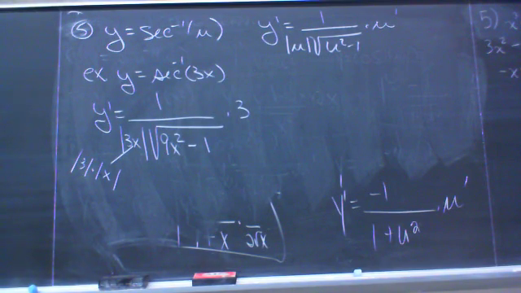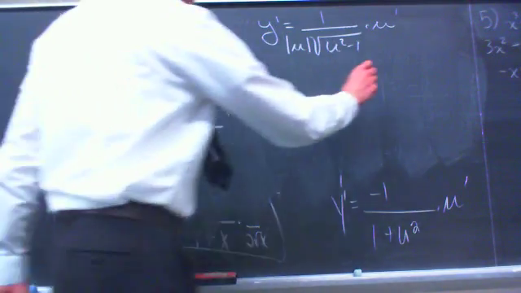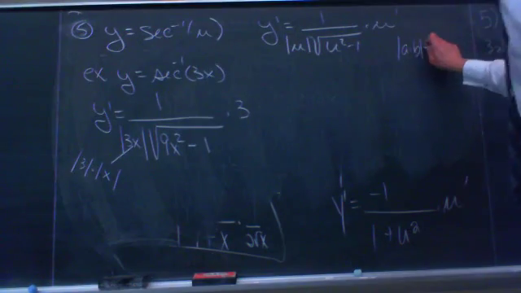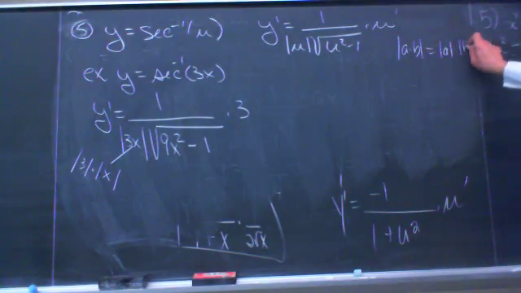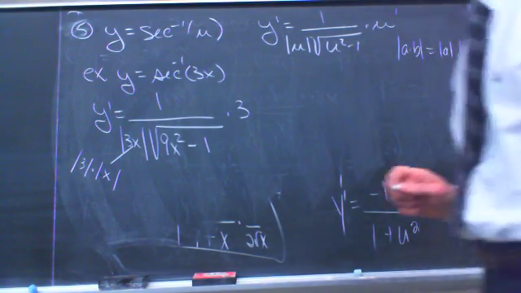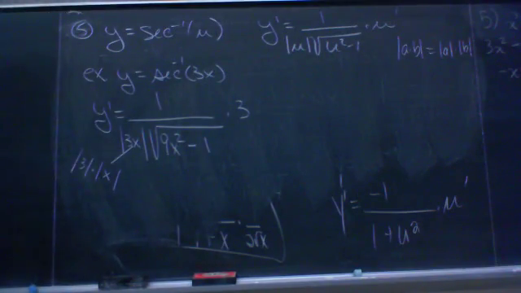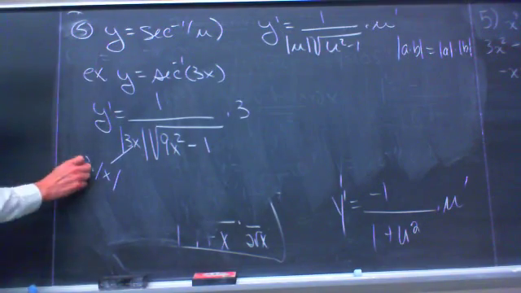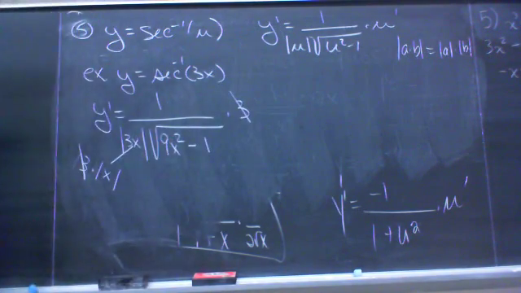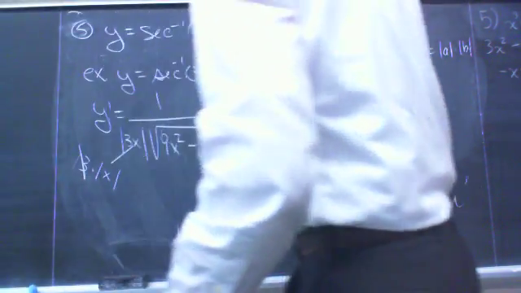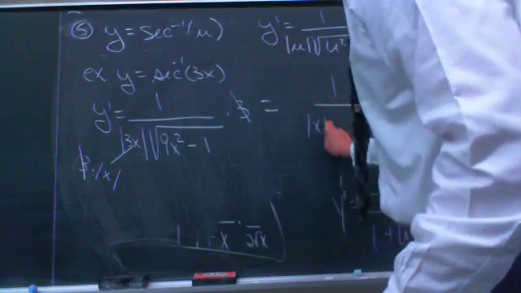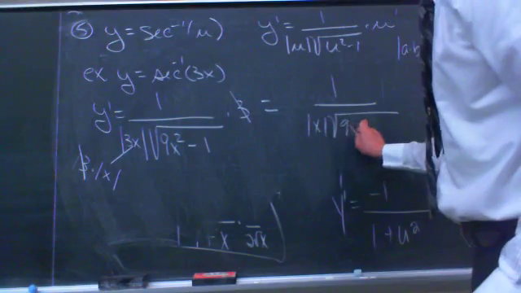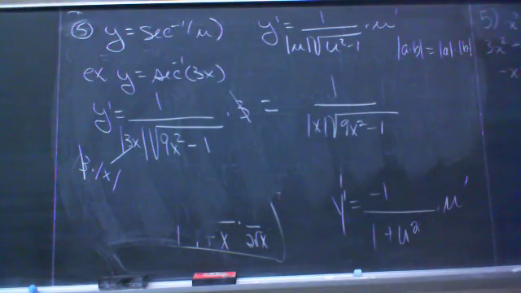That is true. The absolute value of a product is the product of the absolute values. You can split them apart. So the absolute value of 3 is 3. These 3's would divide out, and this would now be equal to 1 over the absolute value of x times the square root of 9x squared minus 1.